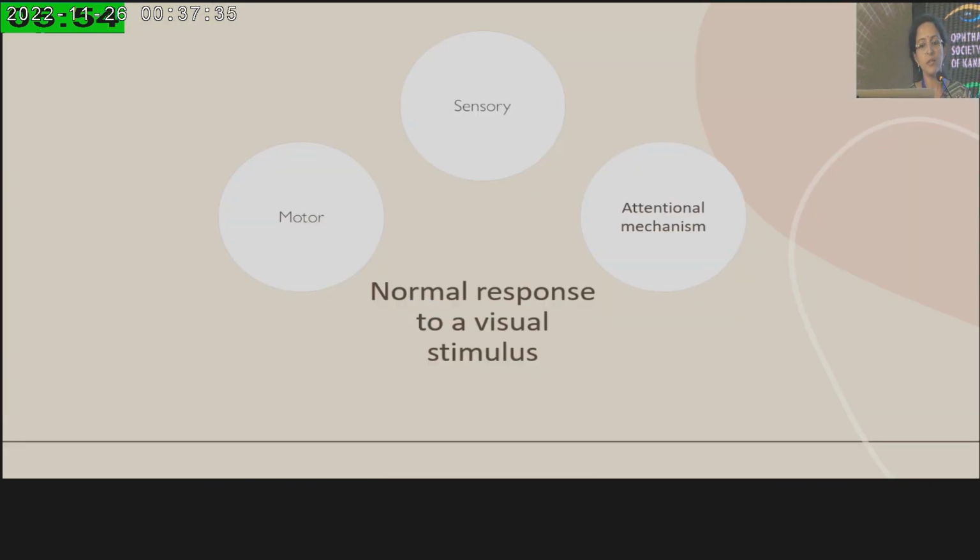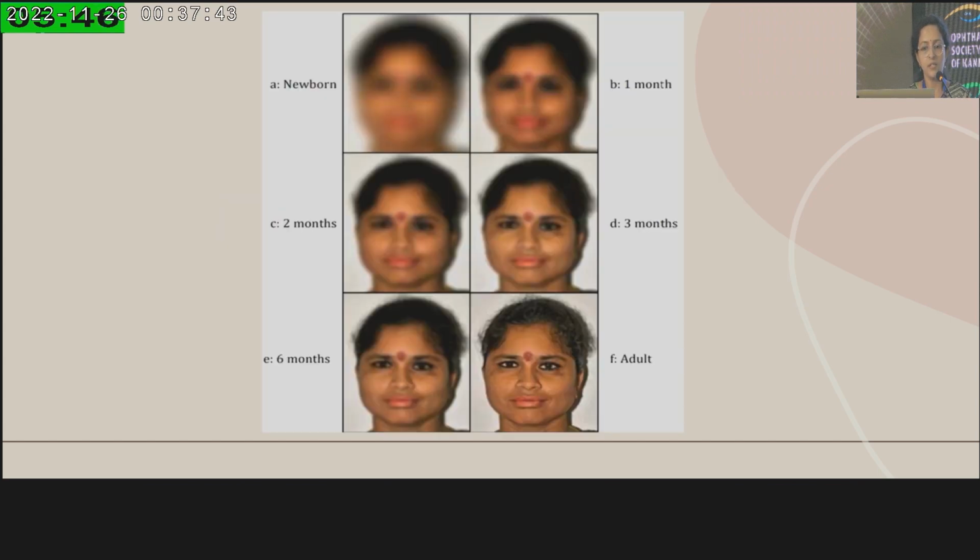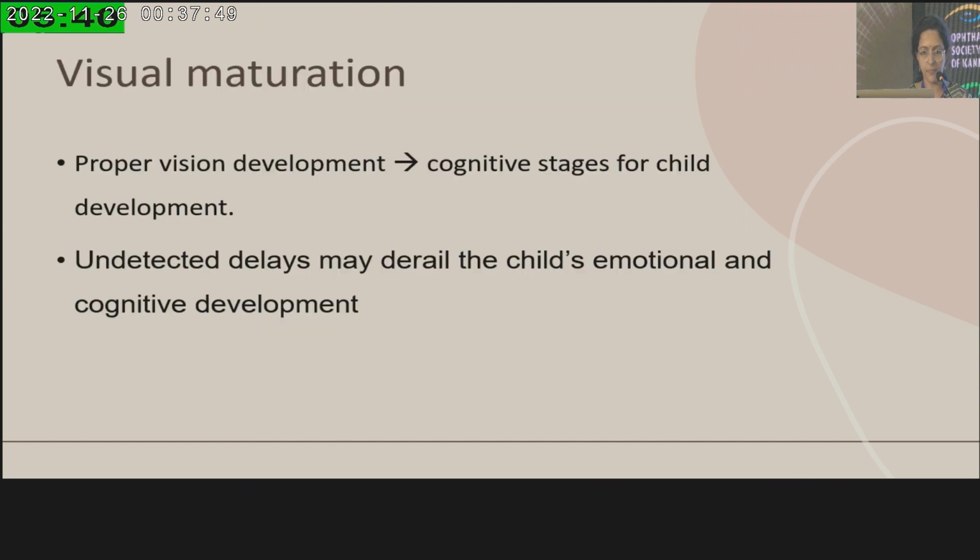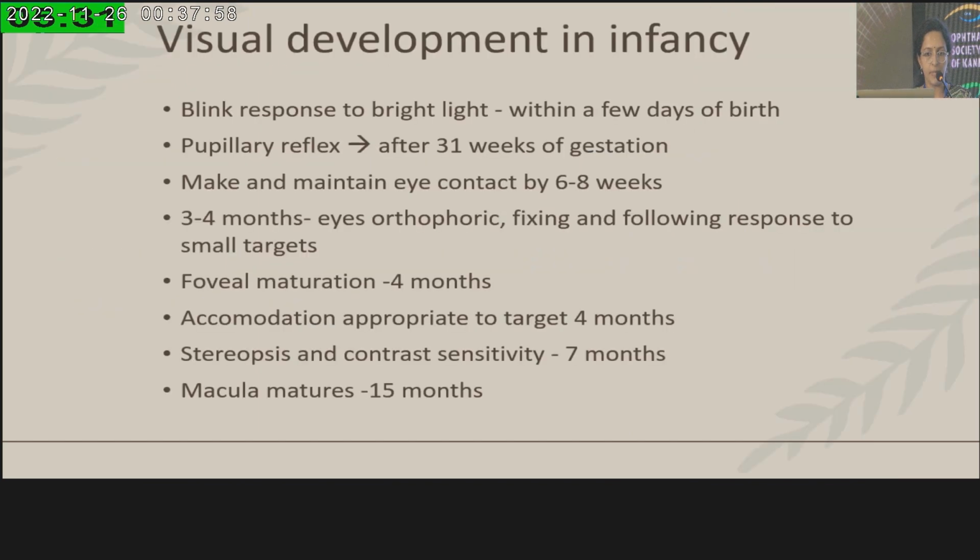Beginning from where she stopped, I'll be shedding some light on this differential diagnosis called delayed visual maturation. For an infant to give a normal response to a visual stimulus, proper coordination between motor, sensory and attentional mechanisms is a must. This is probably how the visual perception of a baby matures from the newborn to the adult phase. Now, the concept of visual maturation is important because proper visual development shapes the child's emotional and cognitive development. These are the different visual milestones.